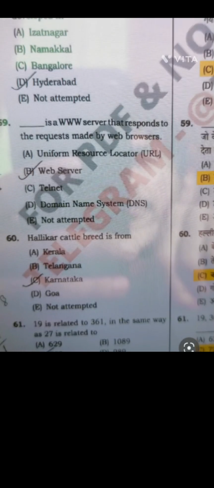Blank space is a www server that responds to the request made by the web browser. वेब ब्राउजर पे जो हम सर्च करते हैं, रिक्वेस्ट डालते हैं, उसको रिस्पॉन्ड कौन करता है? तो वो करता है वेब सर्वर. Web server is a www server that responds to the request made by the web browser. So now the next question.